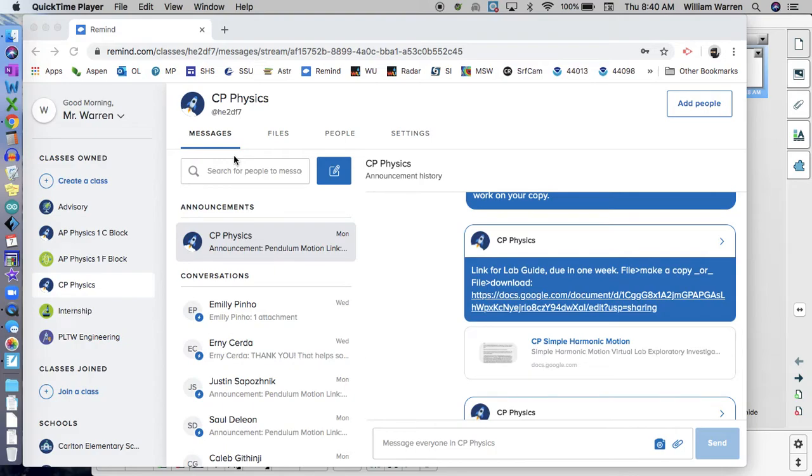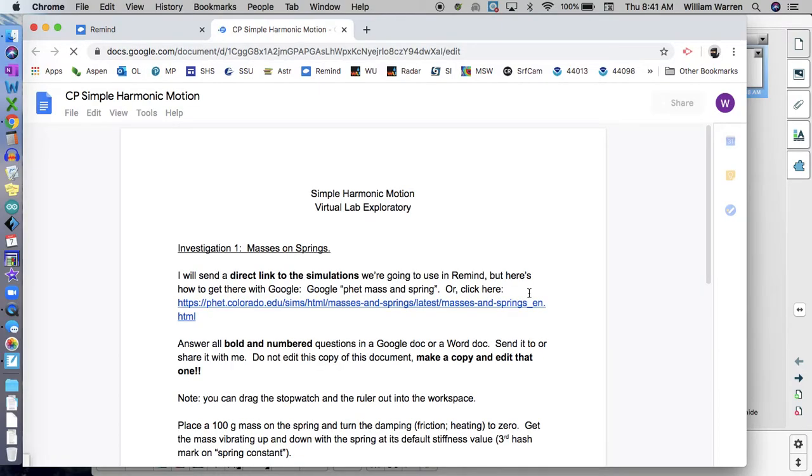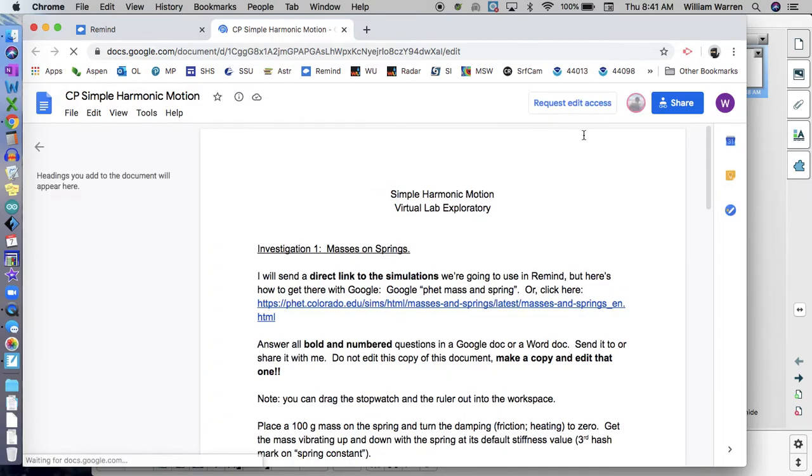Hello people, I am making a quick video to help you with the most recent lab, the virtual lab that I sent. So from Remind, I'm looking at my desktop here of course, but from Remind, you need to go to the lab guide. So link for lab guide, it's the Google Doc. You click on it and you do not have edit access. Right? So you don't have edit access, don't request edit access. We need to leave this one the way it is so everybody sees the same thing.